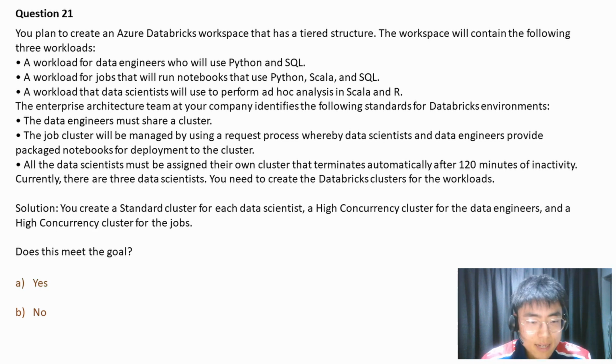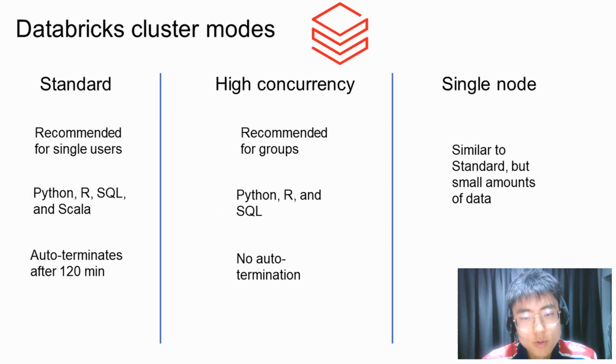So we have the exact same question here, except that the solution is now a standard cluster for each data scientist, a high concurrency cluster for data engineers, and a high concurrency cluster for the jobs. So the only difference is that before we were using a standard cluster for the jobs, now we're suggesting a high concurrency cluster for the jobs. This won't work here because the jobs will run notebooks that use Python, Scala, and SQL. Python and SQL are supported on high concurrency clusters, but not Scala. So the correct answer here is B, no.